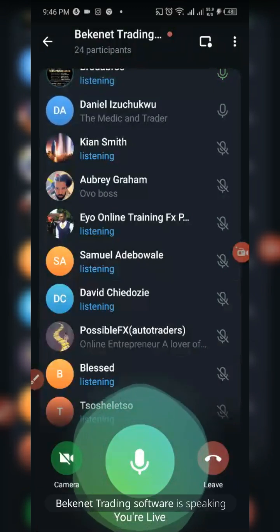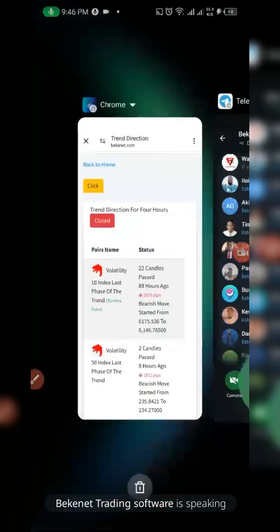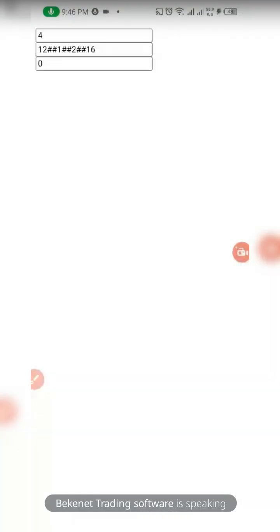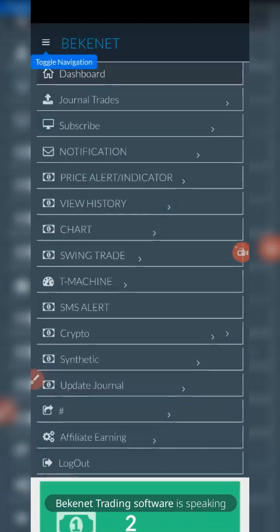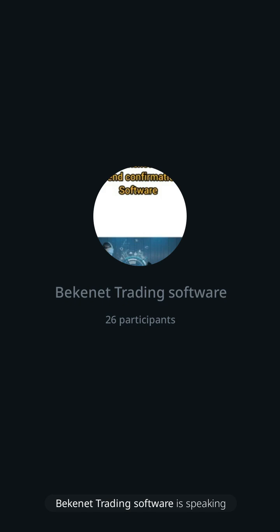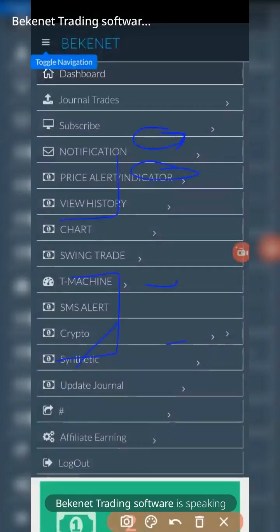Okay, now look at it. I may not understand you. Your voice is deep, so I may not get you clearly, but this is how it works. Immediately you sign up, you can log in, you can do anything, but you cannot gain access to all this menu that I'm touching now. You can't gain access to them. The only one you can gain access to is this crypto.